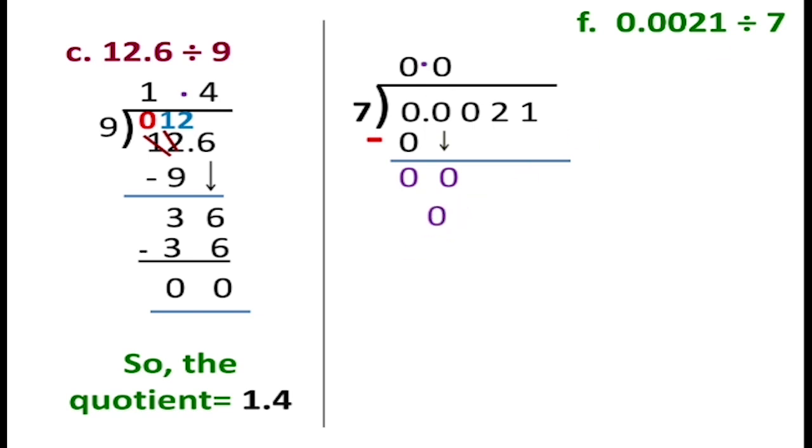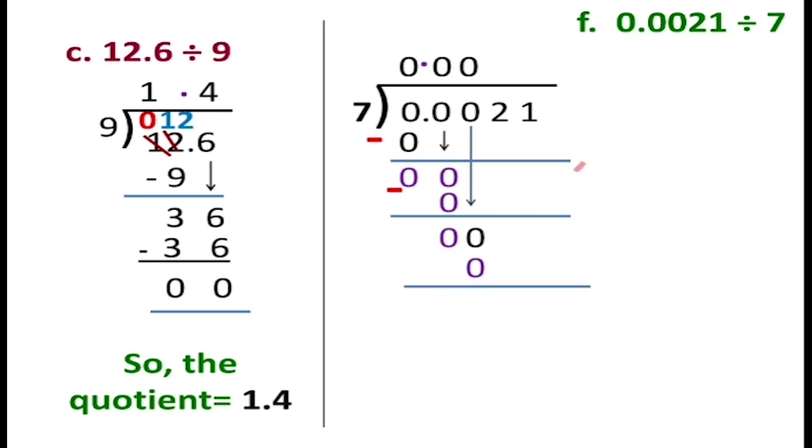Write down 0 here, then subtract 0 from 0 and bring the next 0 down. Then again do 7 zeros are 0, write 0 in the quotient and 0 here, subtract 0 from 0, you will get 0. Then bring this 2 down. 2 is also not divisible by 7, because 2 is smaller than 7.